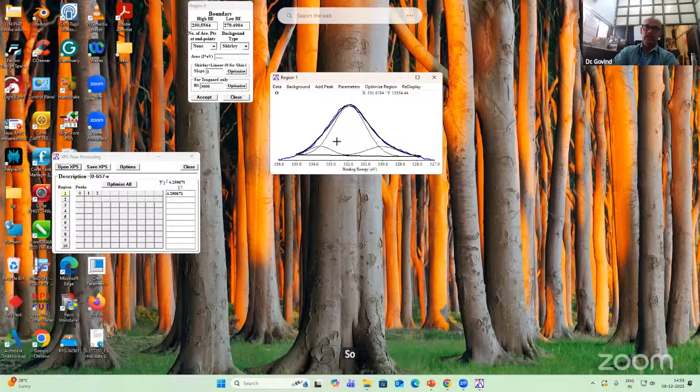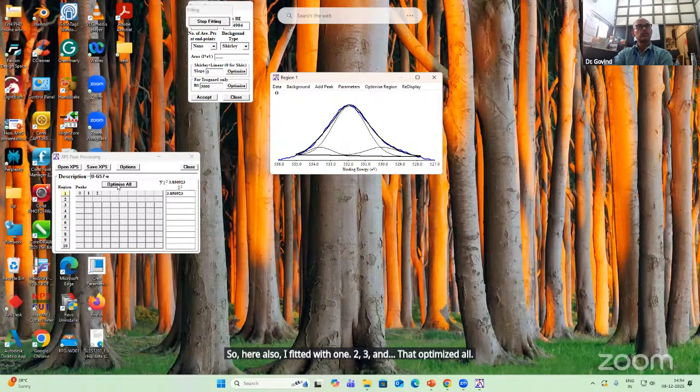So here also I fitted with 1, 2, 3 peaks and did optimize all. When I do optimize, the blue line and black line are mostly overlapping with each other. That indicates that now it got fixed.